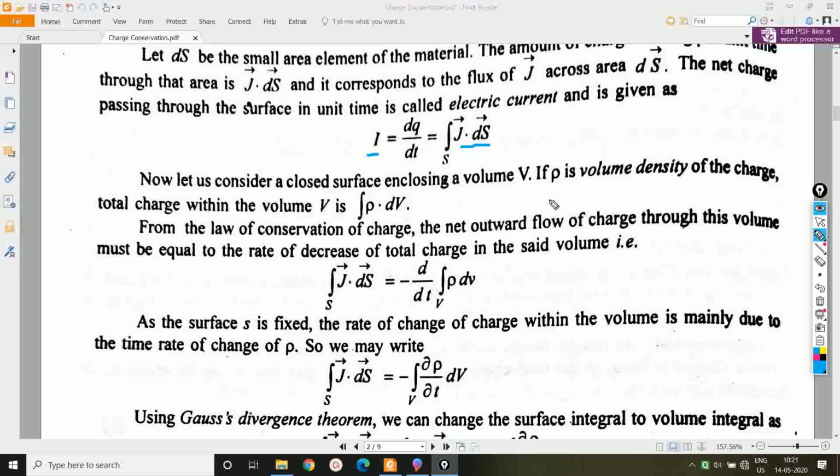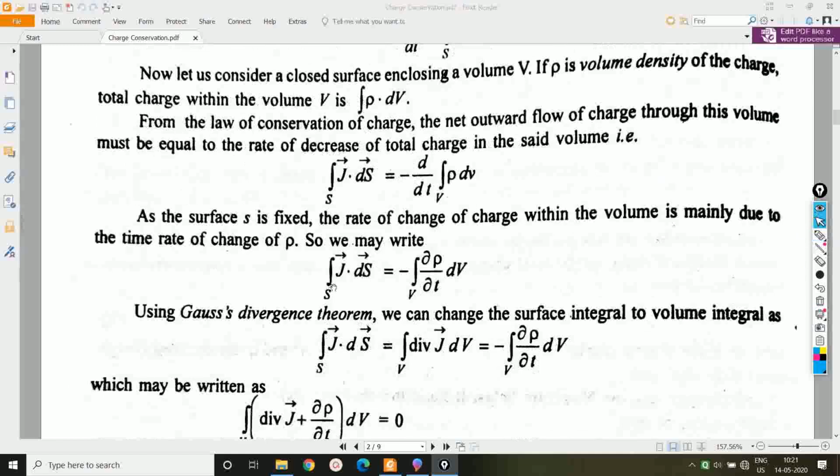Actually, if rho represents volume density of charge, then total charge is the volume integral of rho dv. So if I differentiate the volume integral of rho dv with time, then it is actually dq dt, which is your current, and current is here the surface integral of J dot ds. So I can do a little more trick, and by doing that, I can write current, which is the surface integral of J dot ds, equal to negative volume integral of del rho del t dv.